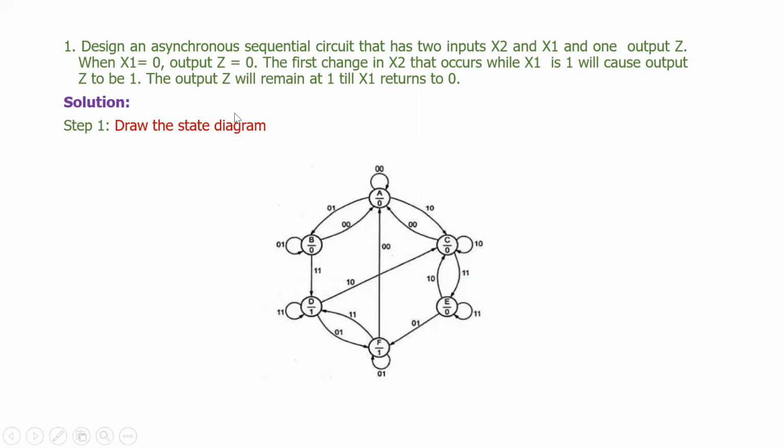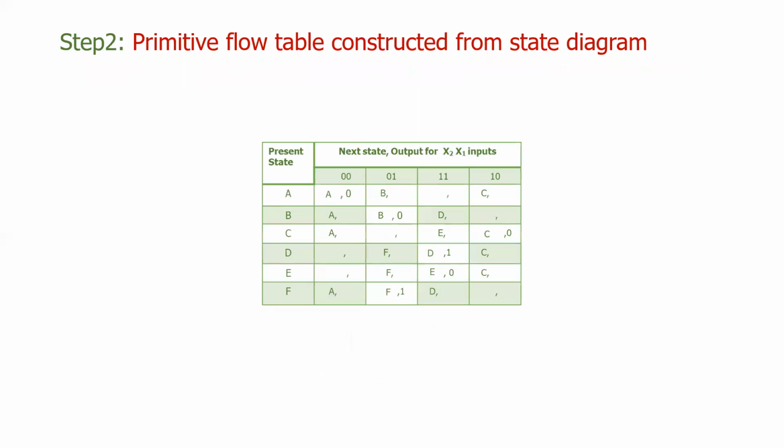So now you see present state is A. After giving input 0, 0, 0, 1, 1, 0, 1, 1, what is the next state we have to write? After giving input 0, 0, it goes to A state. Output is 0. So we have to write only the stable state output. That means after giving input, if the next state is also the present state, that is nothing but the stable state. We have to write output only for the stable state.